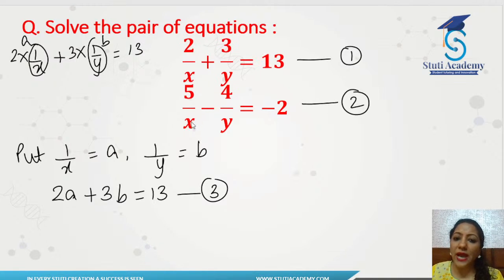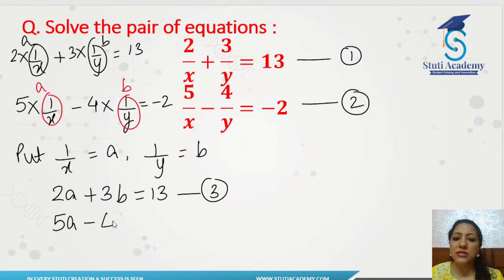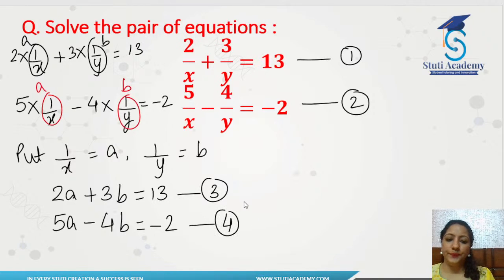It's the same thing. 5 upon x can be written as 5 times 1 upon x. 4 upon y can be written as 4 times 1 upon y equal to minus 2. There is no change, minus 2 here. So 1 upon x is a, 1 upon y is b. So here this is 5a minus 4b is equal to minus 2. That is the fourth equation. That's the simplified form for the second one.